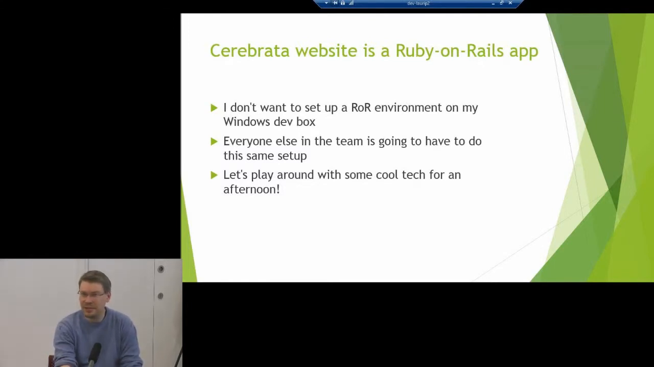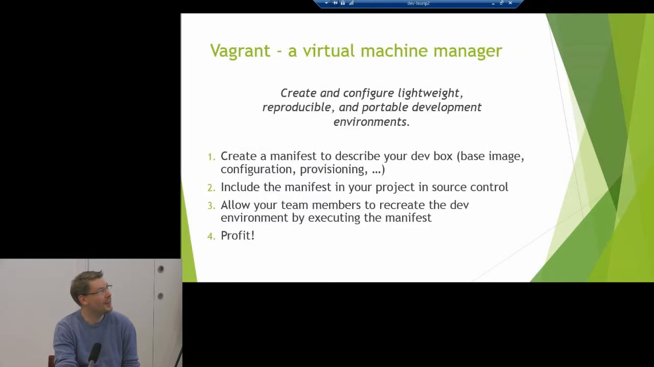Plus, I think there's 6 new team members, so eventually every one of us would have had to go through that same amount of pain. So I thought, why not use some cool tech and make it go for everyone at once? So I looked at Vagrant, which I've heard of before but hadn't really had a chance to use.